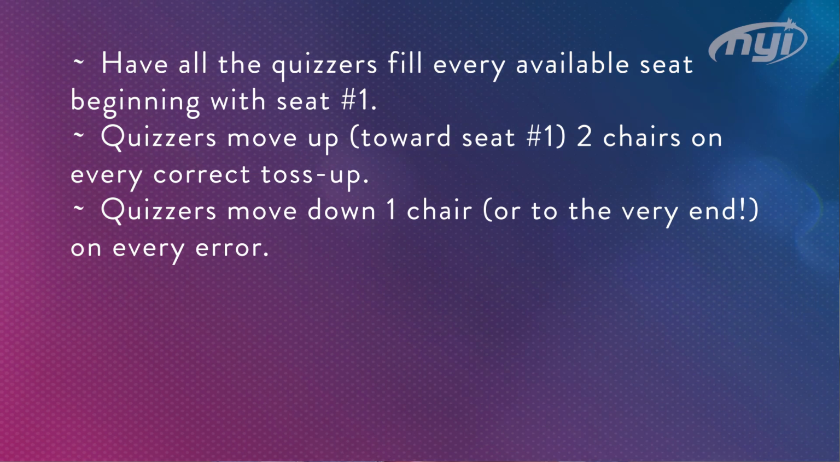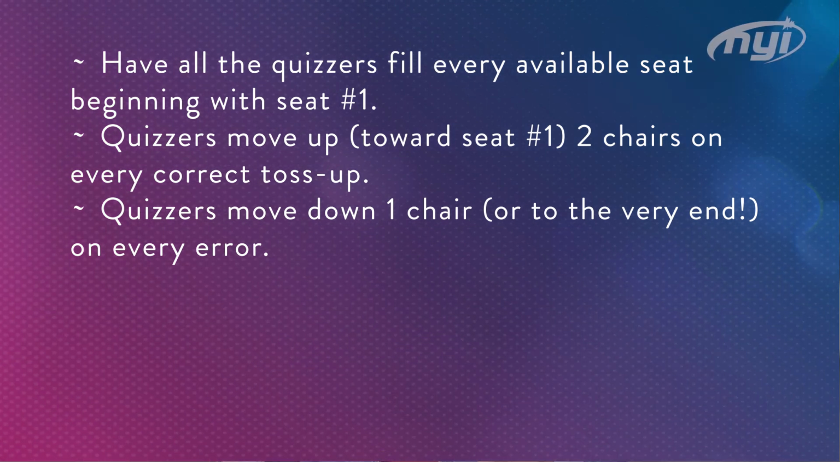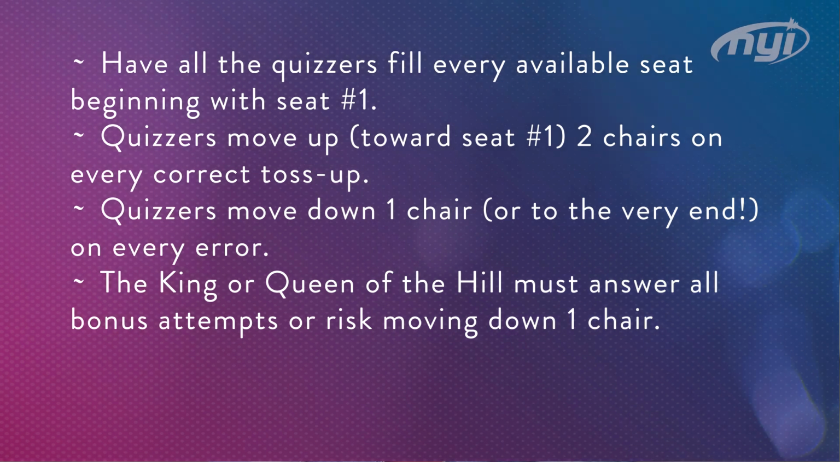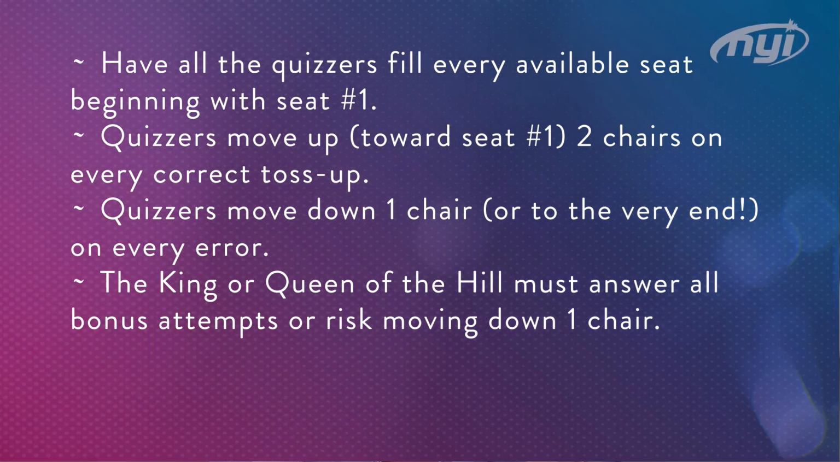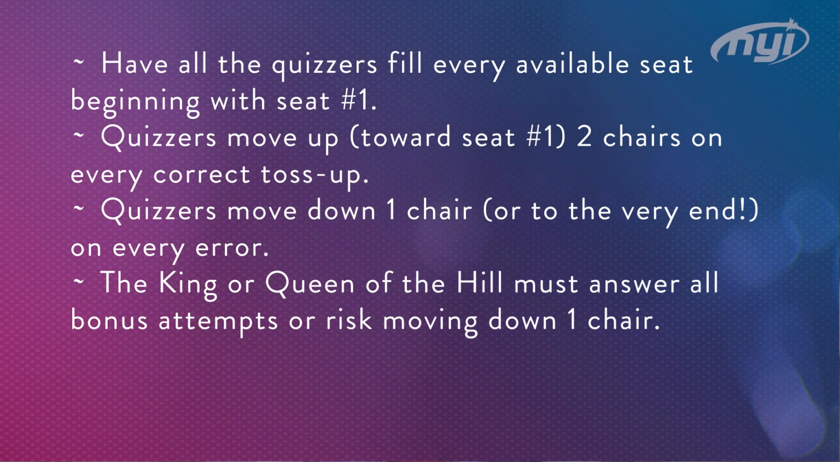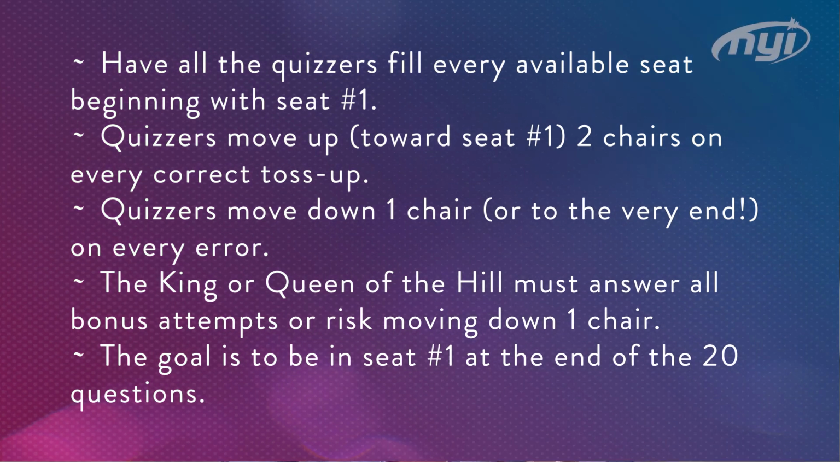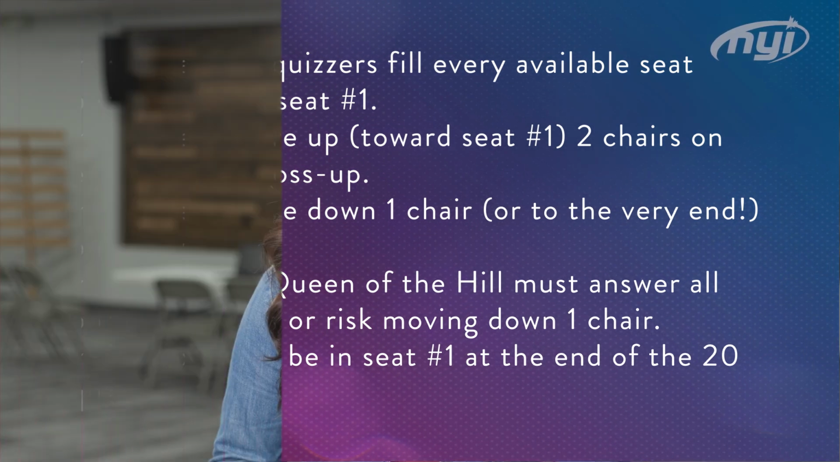Quizzers move down 1 chair or to the very end on every error. The king or queen of the hill must answer all bonus attempts or risk moving down 1 chair. The goal is to be in seat number 1 at the end of the 20 questions.